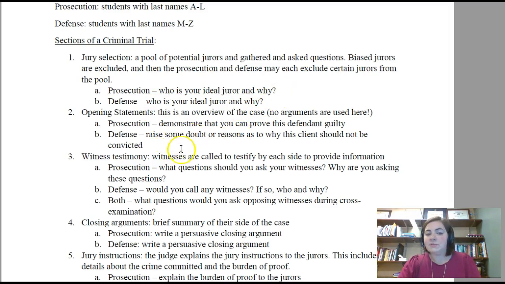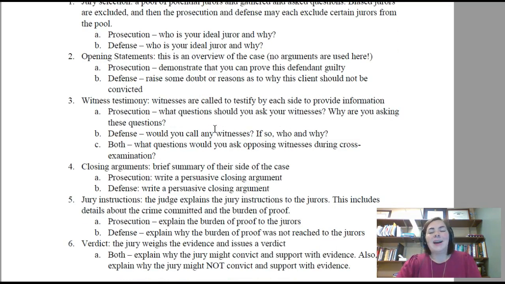You have an opening statement for each side. Prosecution, you want to demonstrate that you can prove this defendant guilty beyond a reasonable doubt using facts. Defense, you want to raise some doubts or questions as to why your client's innocent or not guilty.